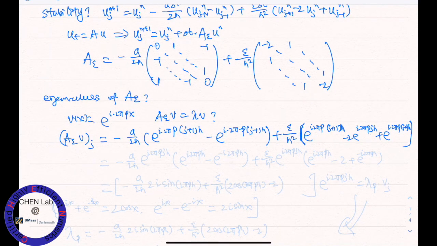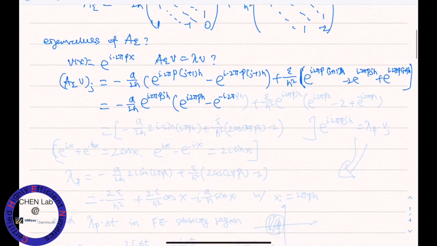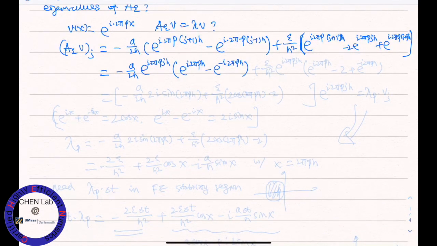Each of these we dealt with before already, okay? So what is this? This is just negative a over 2 pi. We can factor out this same constant, which is e^(i 2 pi p jh), okay? What we have left is e^(i 2 pi ph) minus e^(-i 2 pi ph), all right? This whole thing.